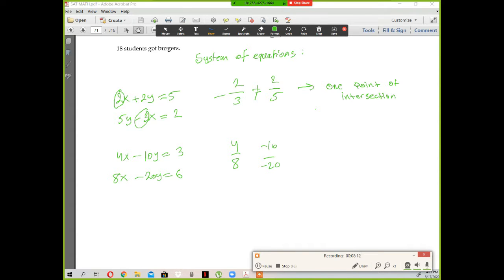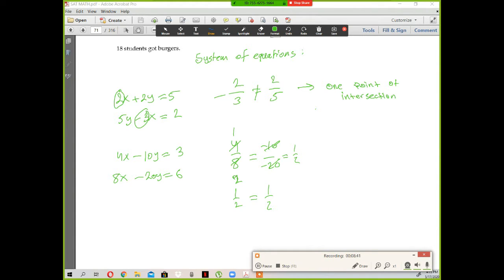If I see the equation here, if I divide 4 by 8, it will be 1 over 2, equal to, if I cancel this, 1 over 2 as well. So the ratio of the coefficients are equal. I mean, the ratio of the coefficients of x and y are equal.